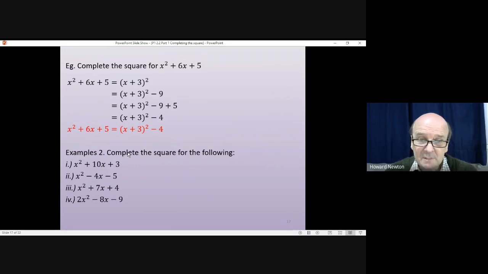And 4 more examples for you to have a go at. They do steadily get more difficult as you move through them. Have a go at the 4 of them. Come back to me when you are ready. Okay, we will have a look at these.